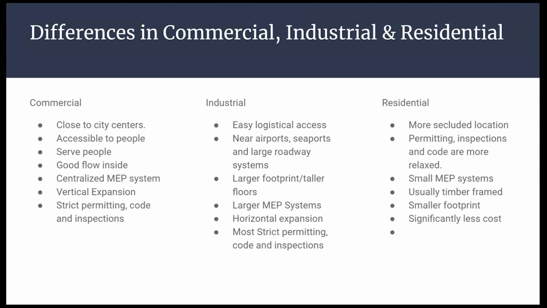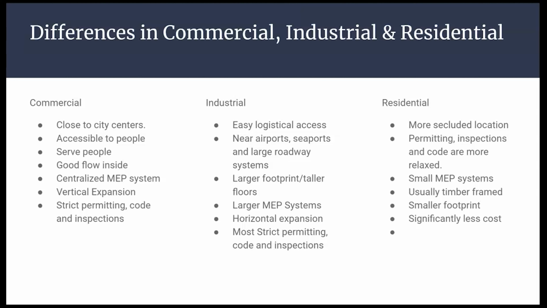An industrial building, however, will need to be located near logistical access points. This includes airports or seaports if the company requires or ships a lot from overseas. The footprint of these buildings is very large. Often it will be a 1 or 2-story building. The first story will be very tall to house large operating equipment. The footprint is more horizontal than vertical.